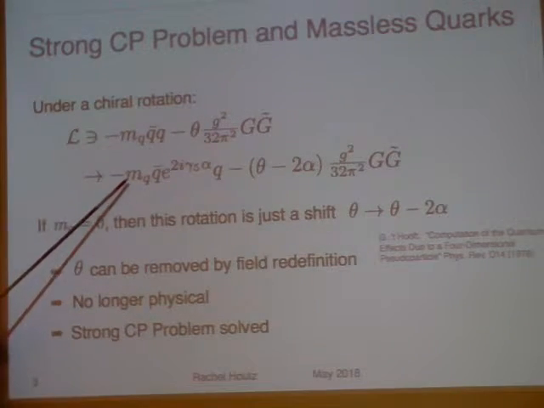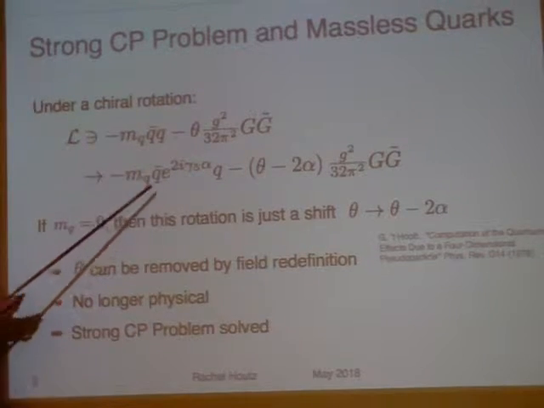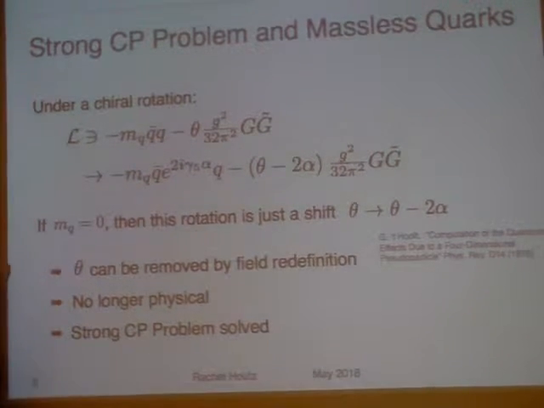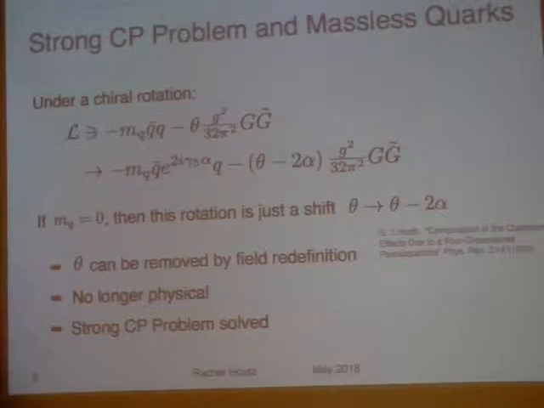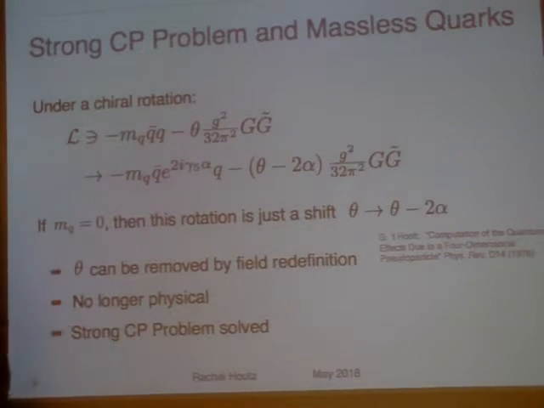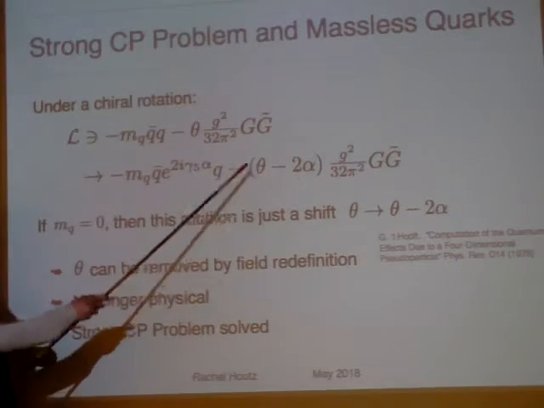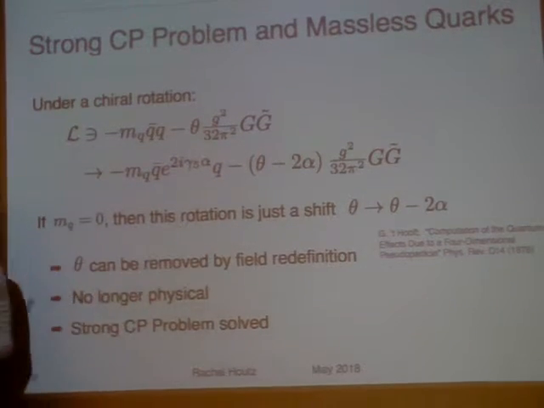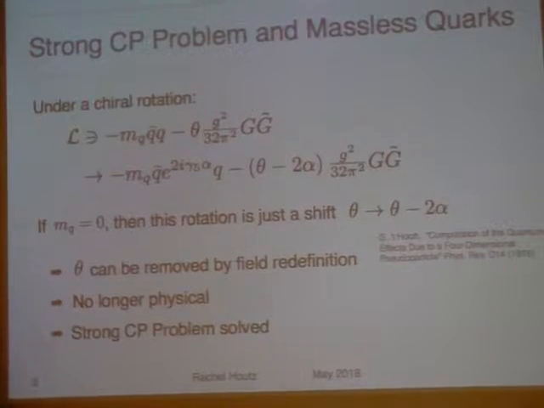So if you have a massless quark, if m_q is 0, then this chiral rotation's only physical effect on the Lagrangian is just redefining your fields. This means your Lagrangian is invariant under the shift symmetry, and you can shift theta to be 0. So this coupling is non-physical, and you would expect no CP violation in your Lagrangian.